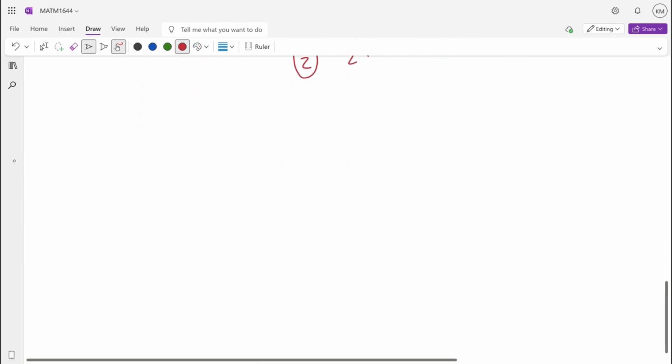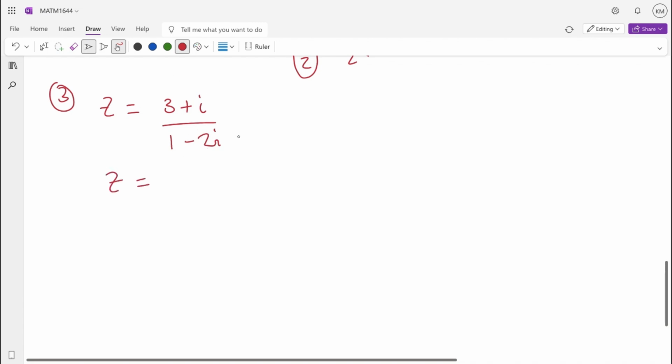So maybe let's look at another example. Say you are given z equals 3 plus i divided by 1 minus 2i. We can put it like that. Then how do we express this one?